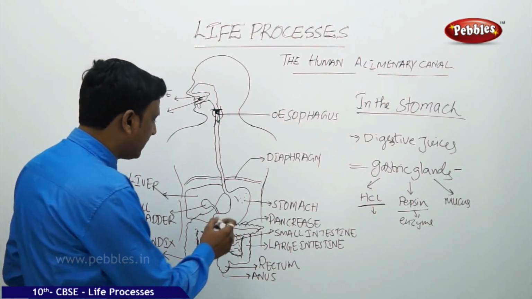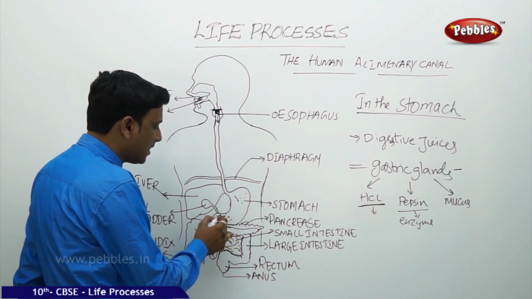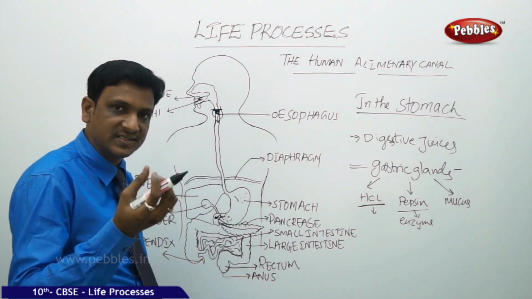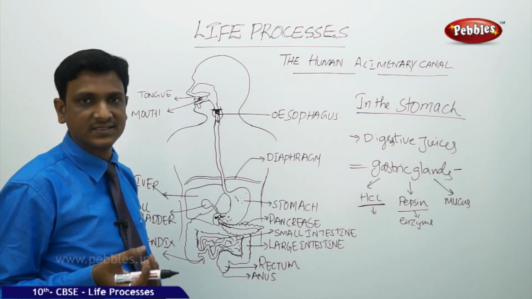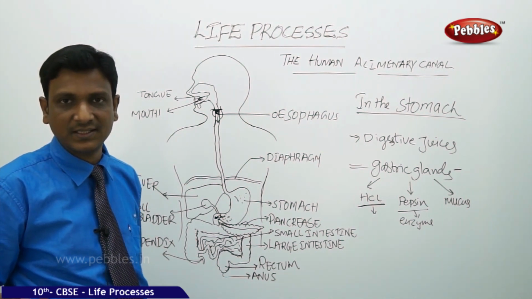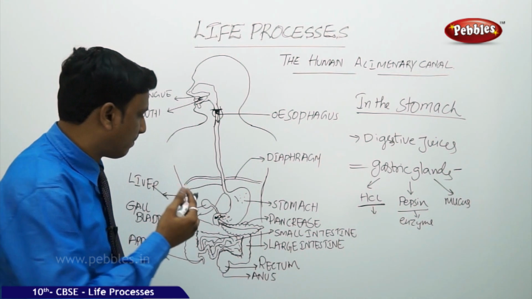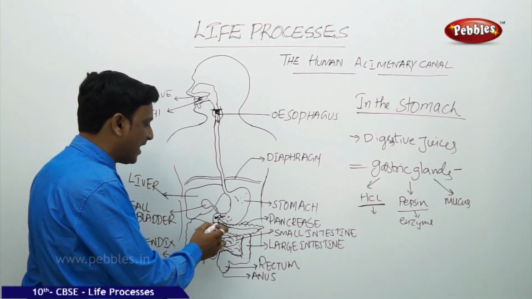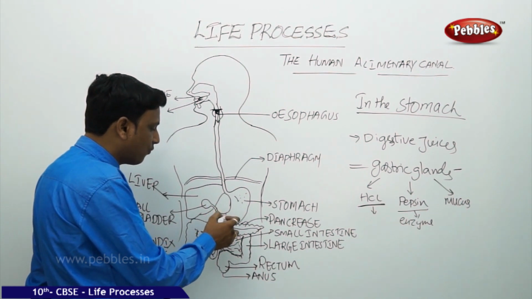Once the food is made into a soft, paste-like form called chyme, the sphincter muscles slowly release some amount of food into the intestines. The food is not released as a whole into the intestines. The food is released part by part by the pyloric sphincter. A sphincter is a valve-like structure made up of muscles. It slowly releases the food from the stomach.